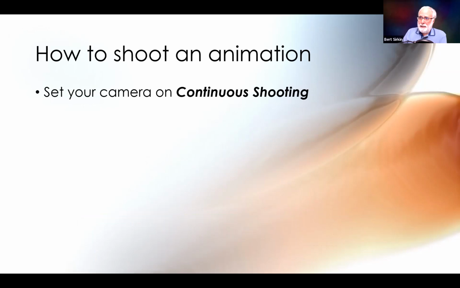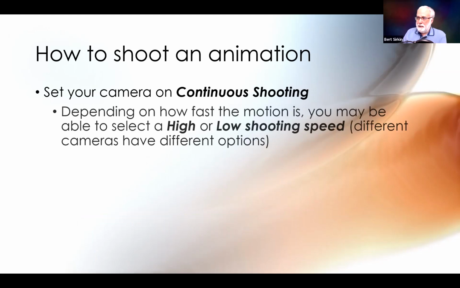Okay, so to shoot an animation, you want to set your camera on continuous shooting. Depending on how fast the motion is, you may want to select a high or a low shooting speed. Depends on your camera. Most cameras have a high and a low continuous shooting speed, and very often the low continuous shooting speed is configurable.